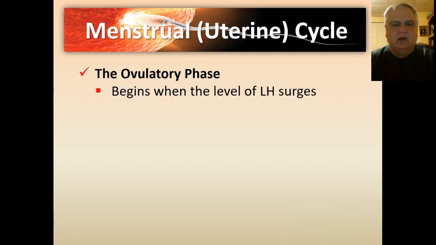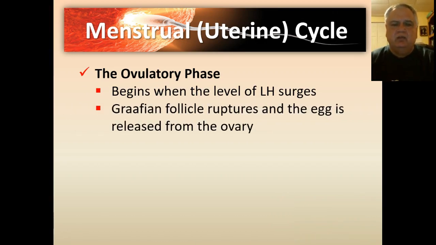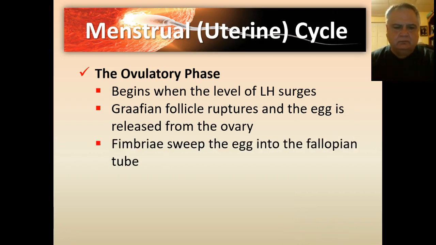The ovulatory phase begins when the level of luteinizing hormone begins to surge. As a result, the Graafian follicle will rupture, and the oocyte will be released from the ovary. We say, in general, the egg. Remember, the fimbriae beat back and forth, and the cilia inside them sweep the egg into the fallopian tube.